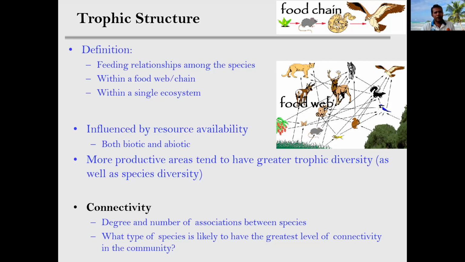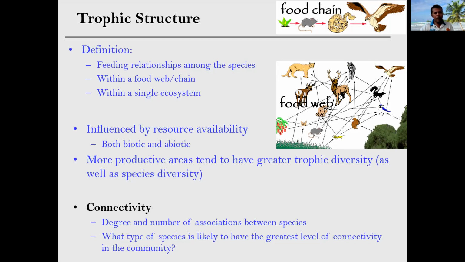So the trophic structure. I think you have all heard about this, the trophic structure. That's like the feeding relationships, and then the food webs and food chains, how energy is transferred. Basically we call this the trophic structure. One of the key things in an ecosystem is this trophic structure, how organisms are arranged in food chains and food webs.